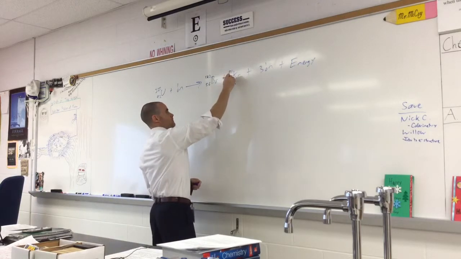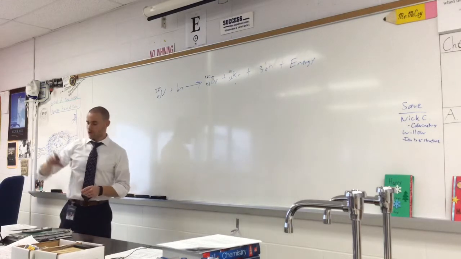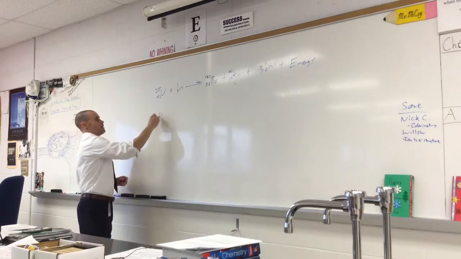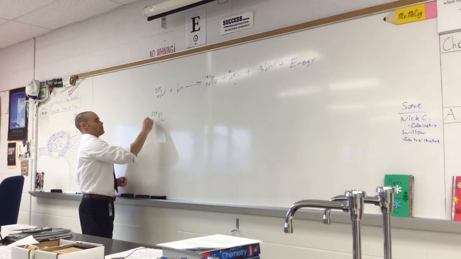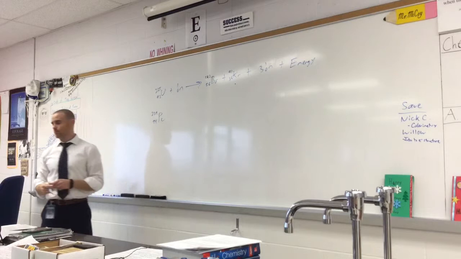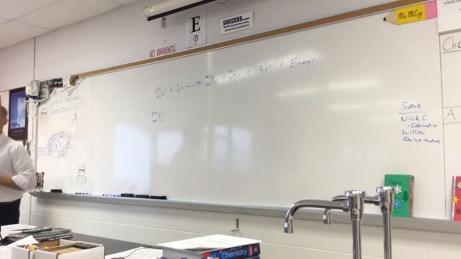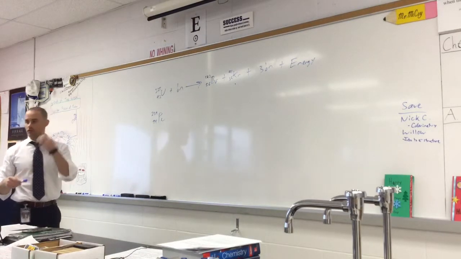U-235, 92 U, plus. So write that down. Stop talking, please. Write it down. Plutonium is another one we can use. So uranium and plutonium are called fissionable material. That means you can use it for fission.